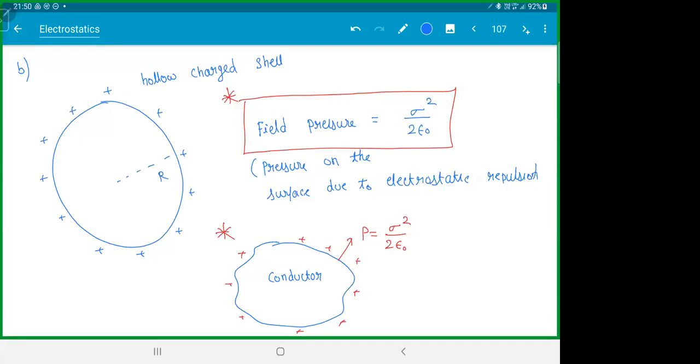Sir, its derivation is the same as the previous one? Yeah, you take a small element and do. Okay. Clear with this? Sir, inside it will be 0. Yeah. Okay. Inside there is nothing, right, the field is 0. Clear, everyone? Can I turn the page?